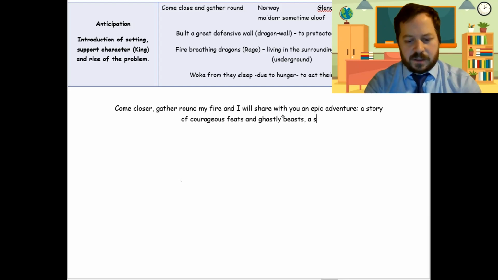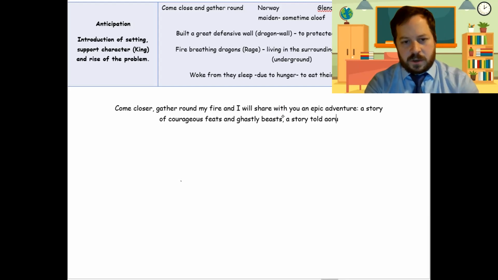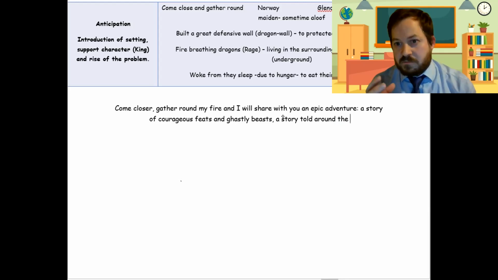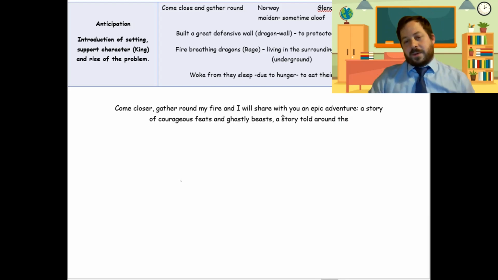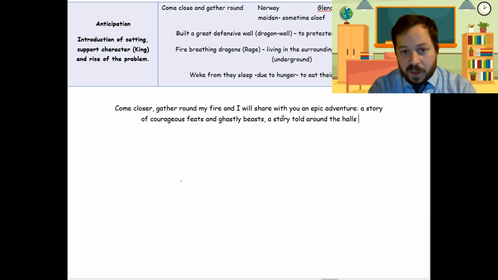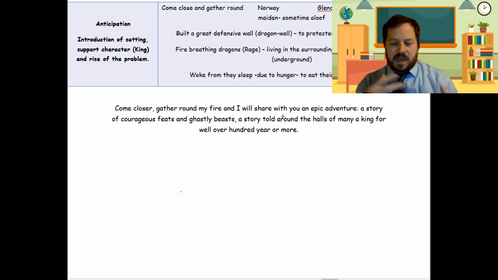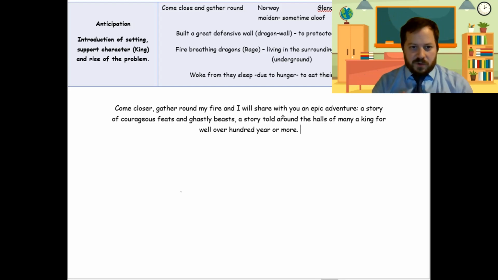So a story told around the fires, around the bonfires, around a situation where lots of people gather around the halls of many a king for well over 100 years or more. So what we're doing is just giving an idea that this story's been told again and again over a long period in lots of different places. So a story told around the halls of many a king for well over 100 years or more.